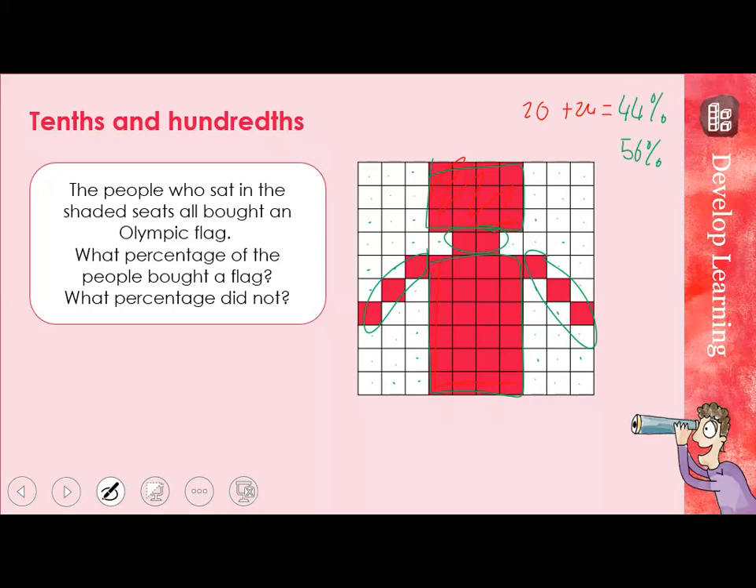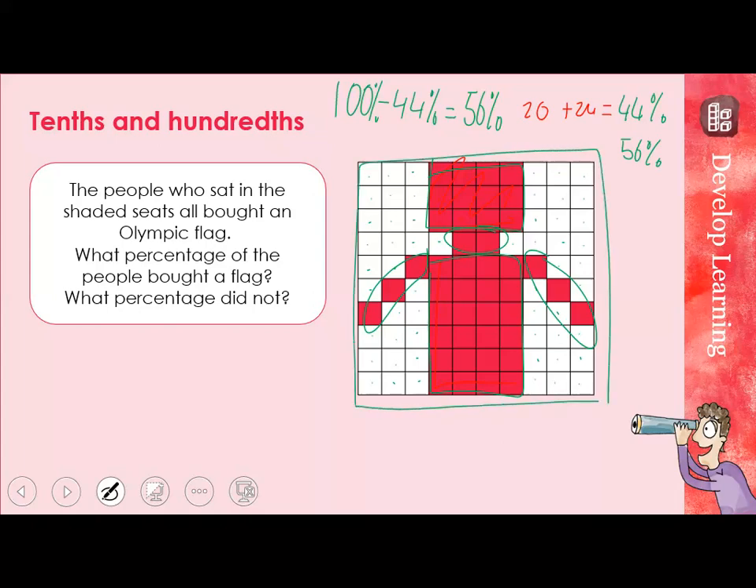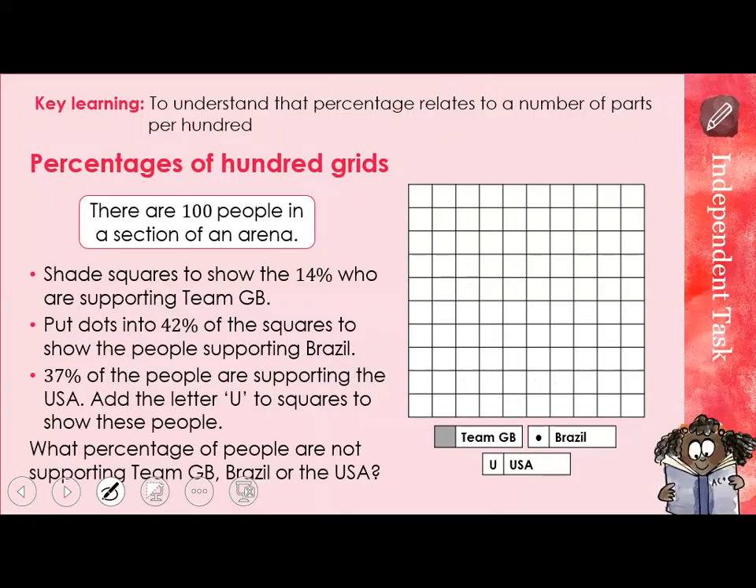I could say that. Or what I could do is know that there are 100 in total. I could subtract the 44 that did buy a flag to give me 56. So that's a percentage sign there. Much easier, isn't it, than counting up once I already know one of them. Because I know that in my full set, a full set is equal to 100%.